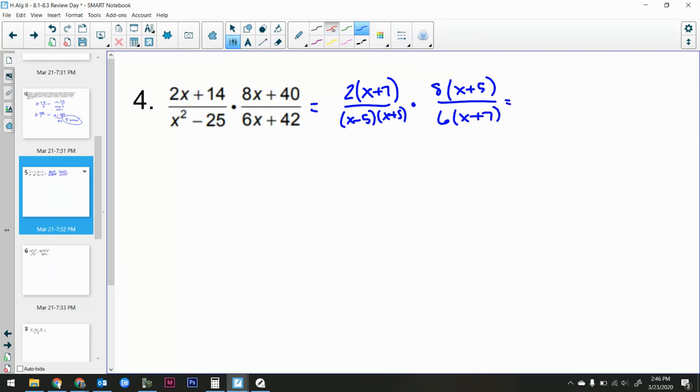Okay, now what does that mean? That means I can cross out the x plus 7s, the x plus 5s, and then I can make this 2 over 6 turn into 1 over 3, right? So that means I get 8 over 3 times x minus 5. Okay, there's my answer. If it asked me to identify whatever x values would be undefined in this case, I would probably say 5, negative 5, negative 7. I'm not sure if it did. I can't remember the original problem.